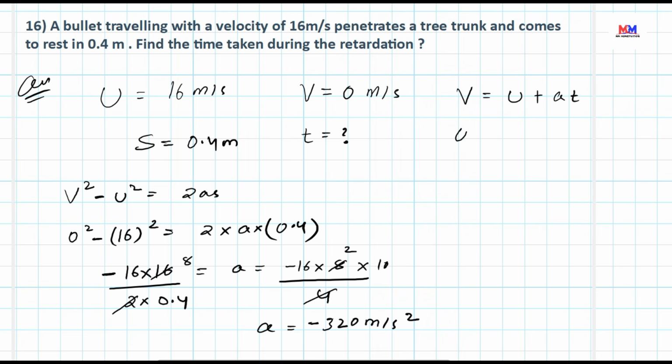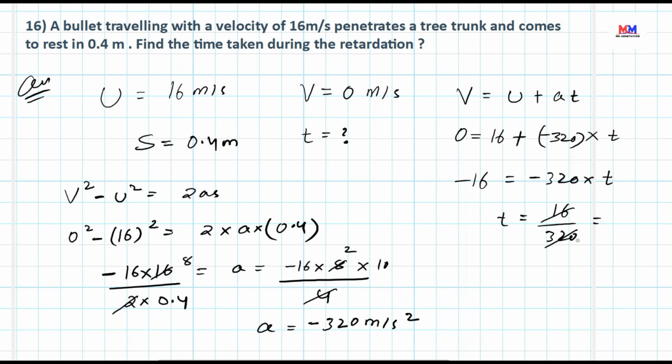So final velocity is 0, initial velocity is 16, acceleration equals minus 320, and time is t. So 0 equals 16 minus 320 into t. T equals 16 divided by 320.